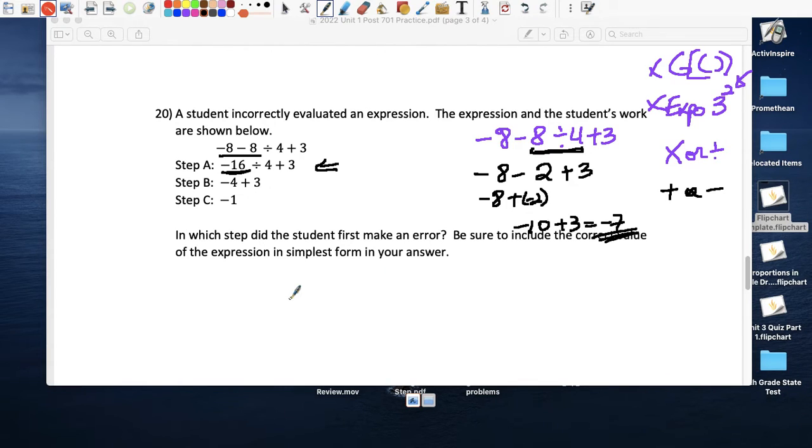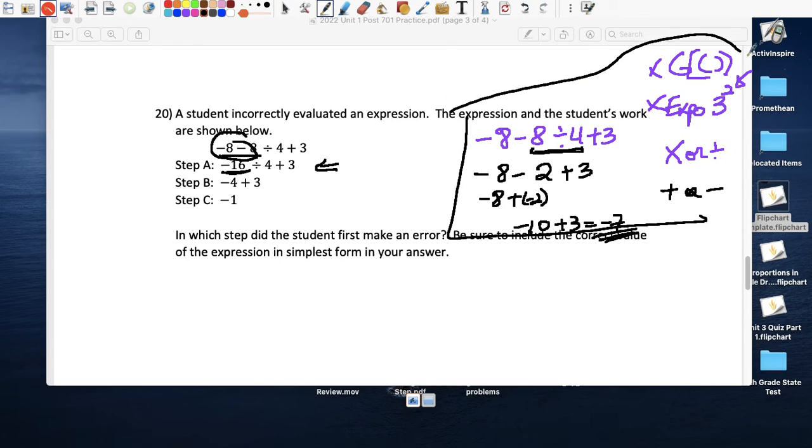So in this problem you have to tell me, here is the mistake. The mistake was that he did -8 minus 8 first, where he should have done 8 divided by 4 first. So you're pointing out where the mistake was, and then you have to show me the correct work. All right, so that's that.